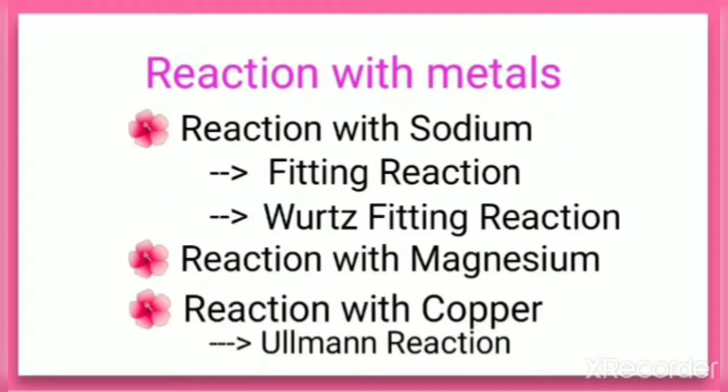Reaction with metals. In this we need to discuss reaction with sodium metal, in which two name reactions are there, that is Fittig reaction and Wurtz-Fittig reaction. Next, reaction with magnesium, which results in the formation of Grignard reagent. And next is the reaction with copper, which is a name reaction called Ullmann reaction. Let us discuss all these reactions in detail.